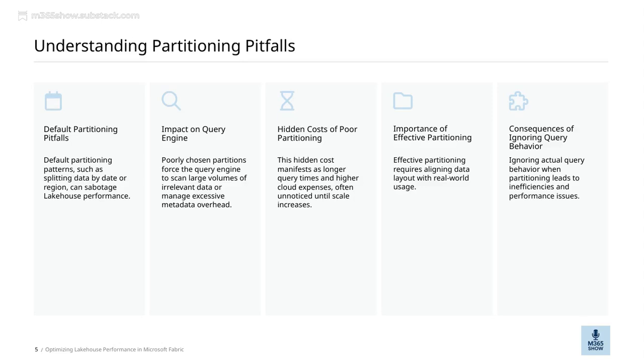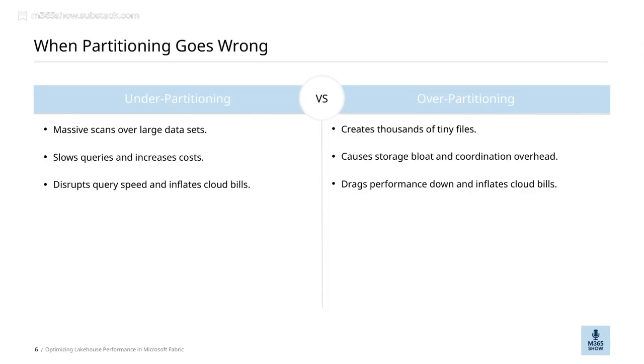When we get partitioning right, we ensure our queries run faster, our costs stay manageable, and the whole system operates more smoothly. When partitioning goes wrong, it can really impact your Lakehouse performance in Microsoft Fabric. One common issue is creating thousands of tiny files, which might sound harmless, but actually causes storage bloat and adds significant coordination overhead.